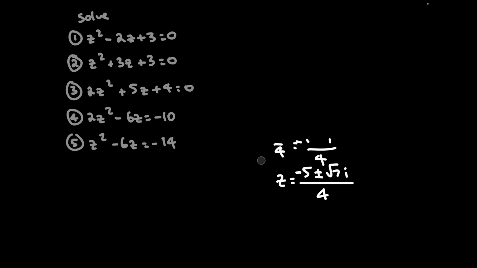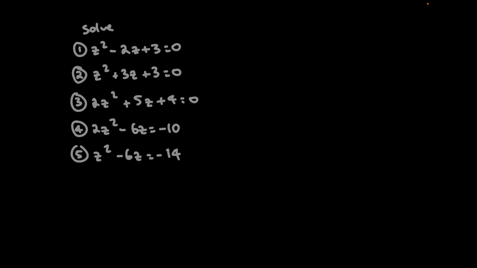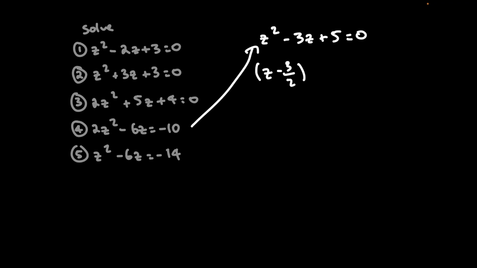Okay, let's do the next one even faster. So now we can do this one here. To solve this one, we can just make it monic. So that's the same as z squared take 3z plus 5 equals 0. So now we can use completing the square. So z take 3 over 2 whole squared plus 5 equals minus 3 over 2 whole squared. Okay, this is just shorthand.